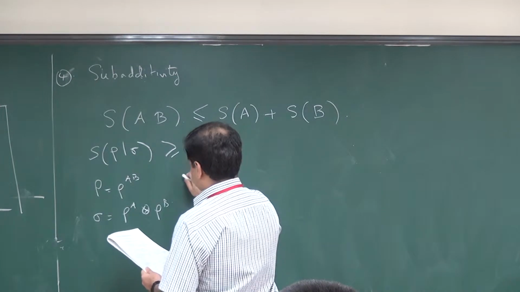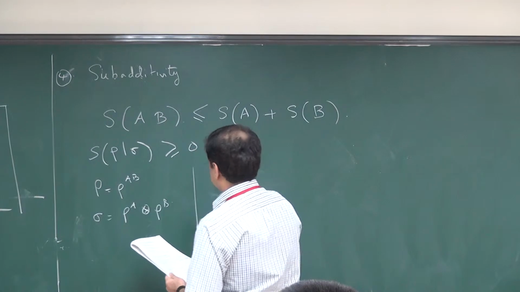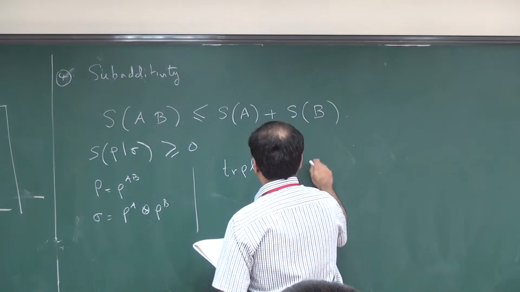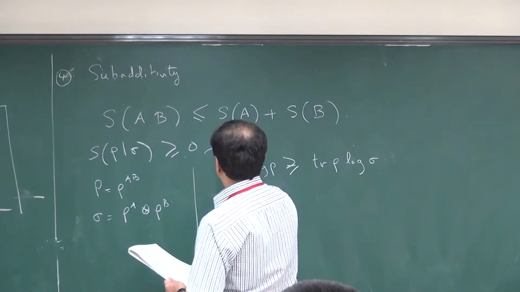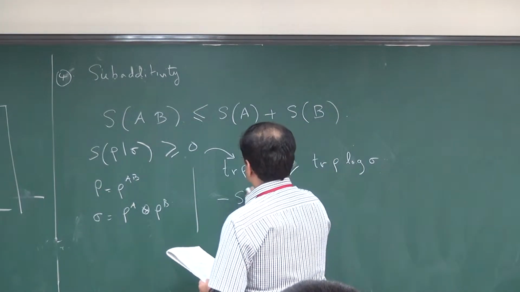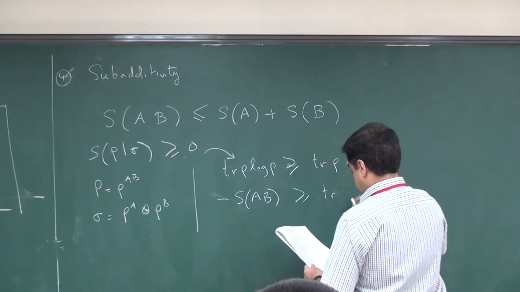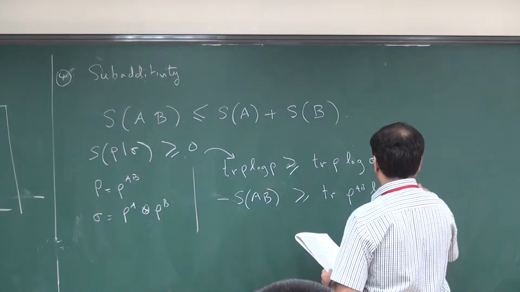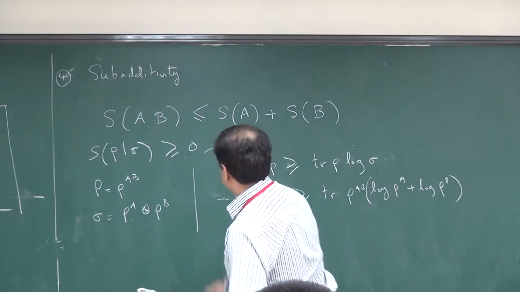Then the left hand side is going to tell you that trace rho log rho is greater than or equal to trace rho log sigma. That follows from the positivity of the relative entropy. This is minus of S_AB, but on the right hand side what you get is trace of rho_AB times (log rho_A plus log rho_B). It splits up into a sum because it's a direct product.